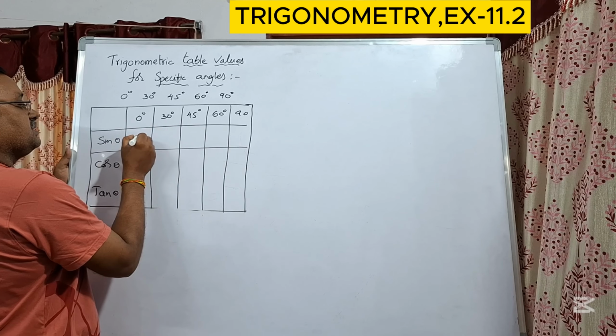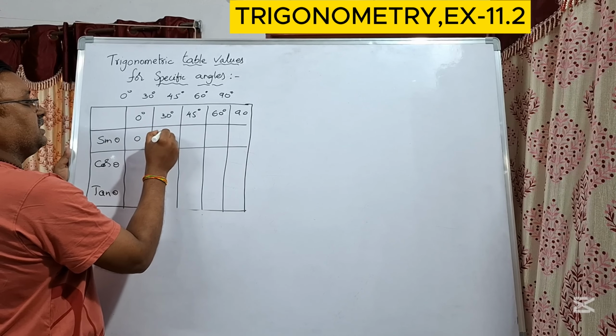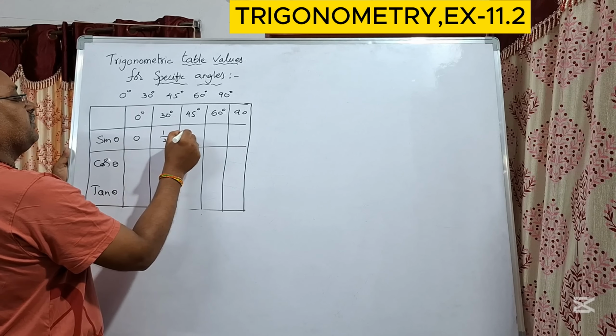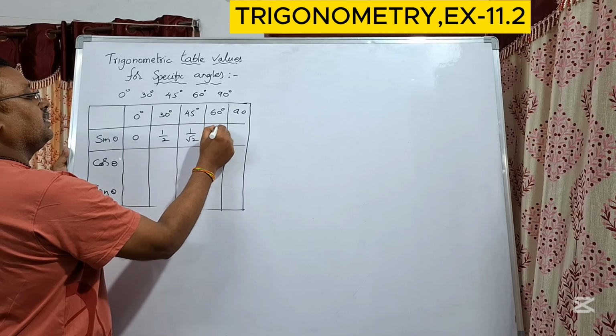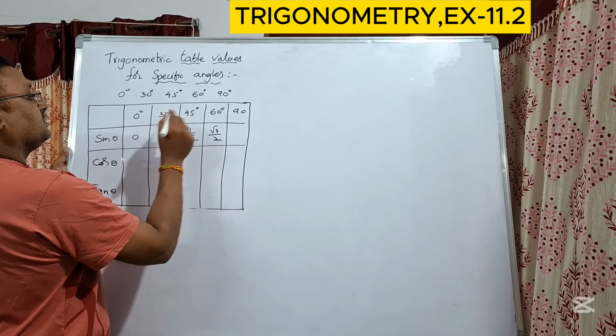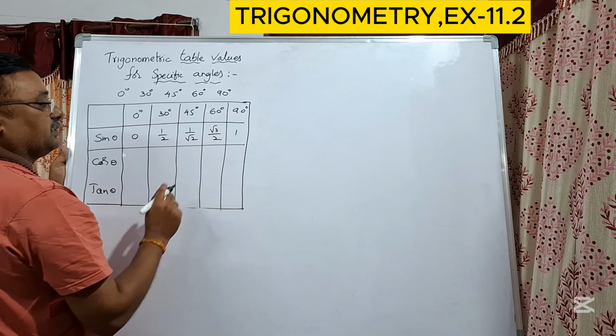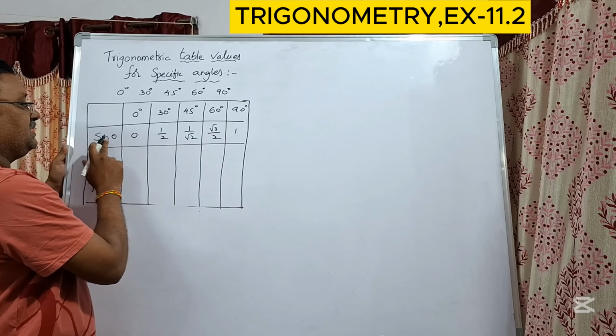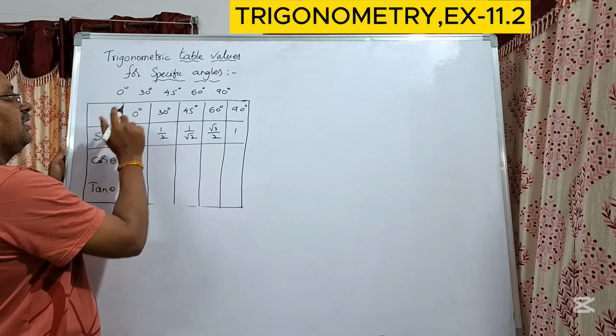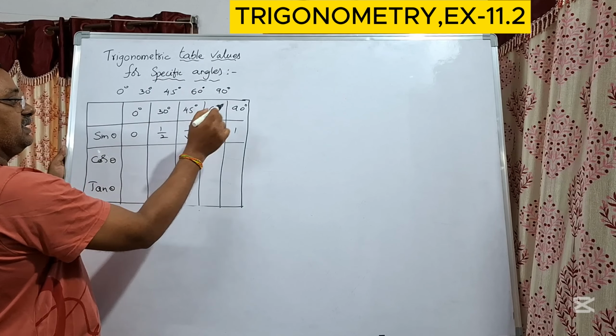Sin 0 degrees is 0, sin 30 degrees is 1 by 2, sin 45 degrees is 1 by root 2, sin 60 degrees will become root 3 by 2, sin 90 degrees will become 1. Okay, that is the sin theta table values for specific angles.